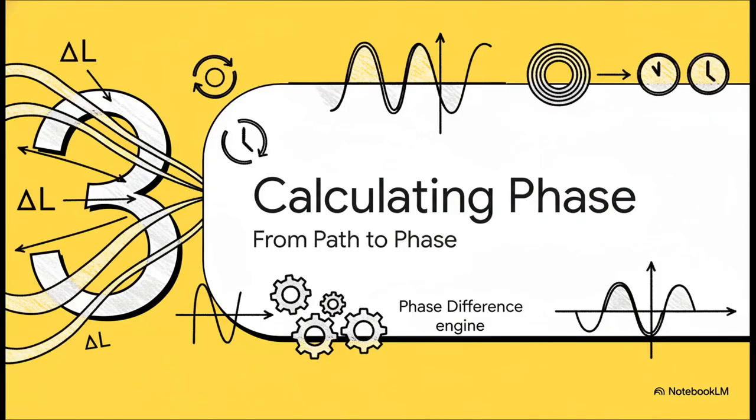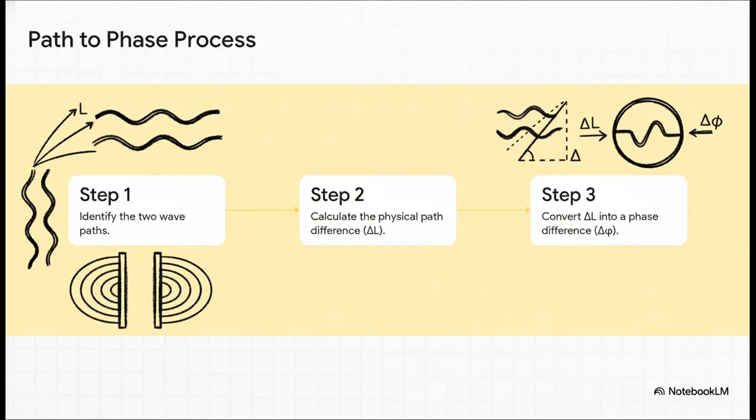Okay, now that we have the physical cause, the delta L, let's build the mathematical engine that connects it to the result. We need a way to translate that physical distance, that path difference, into what really matters for waves, their phase difference. And the process for doing this is wonderfully logical. You can break it down into three clear steps. First, you identify the two separate paths the waves are taking, just like we did. Second, you calculate the geometric difference in their lengths, that's your delta L. And then the third and final step is to convert that length difference into an angle, the phase difference, which we denote with delta phi.